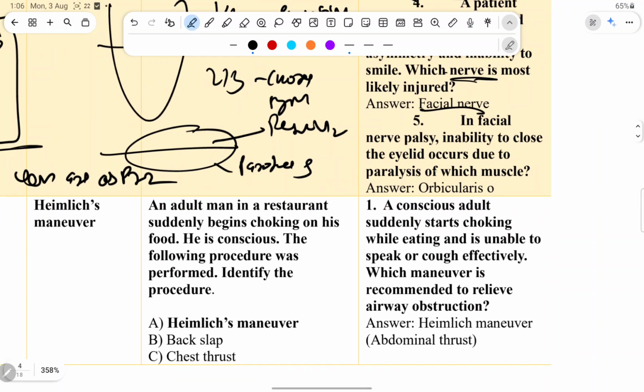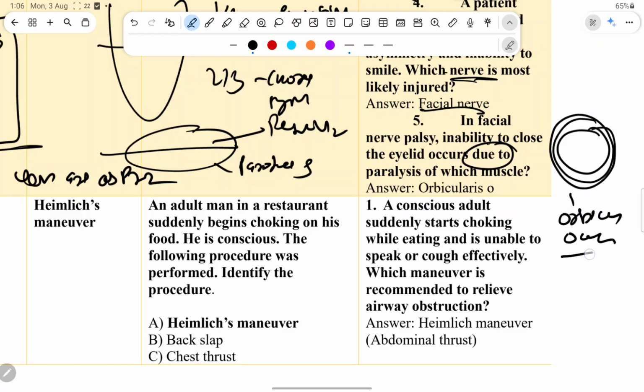In facial nerve palsy, inability to close the eye occurs due to which of the muscles? Since the eyes are supplied by the orbicularis oculi, orbicularis oculi will be the answer.